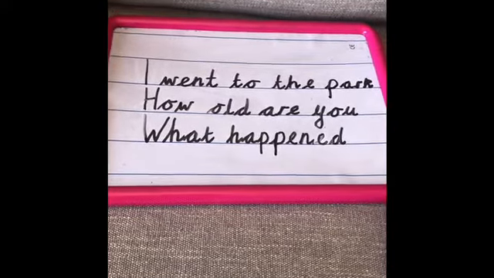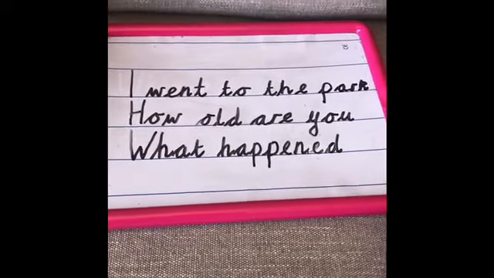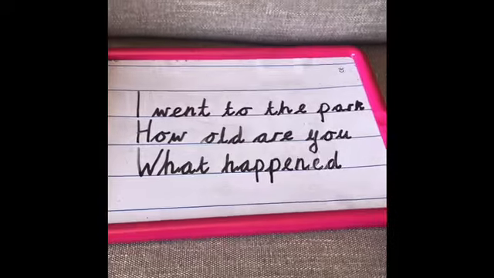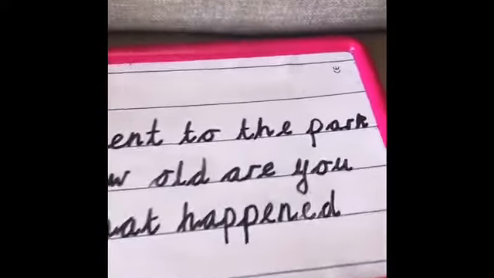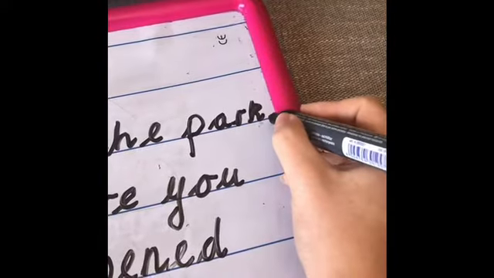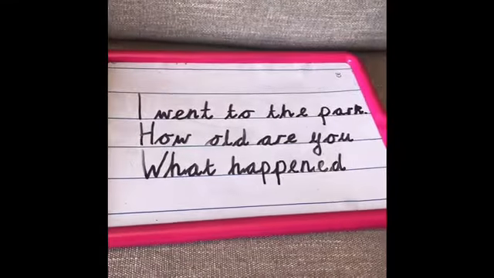So I went to the park. Well, I'm not shouting it and I'm not trying to project my voice, so I think we need a full stop in there. Now remember, a full stop goes right on the line, not too big. Now I went to the park.